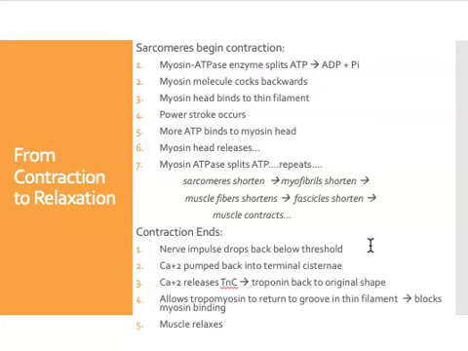Since there's no more depolarization in the sarcolemma, there's no more action potentials in the T-tubules, the sarcoplasmic reticulum is going to pump calcium back into the terminal cisternae. That means calcium will release the TnC. The TnC will release the tropomyosin. The tropomyosin will return to that groove area, and it will cover up the binding sites. And the muscle will relax. Contraction will end.